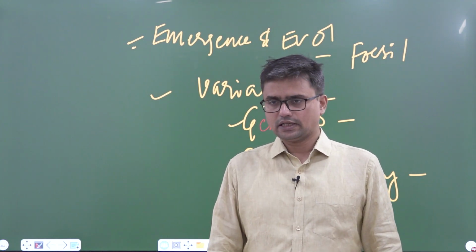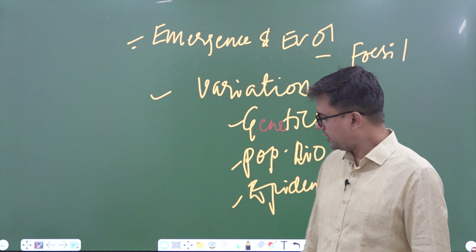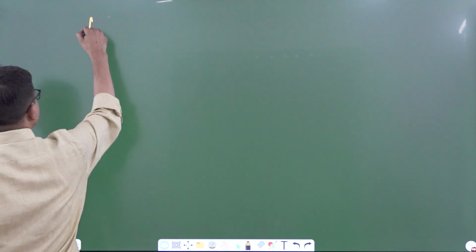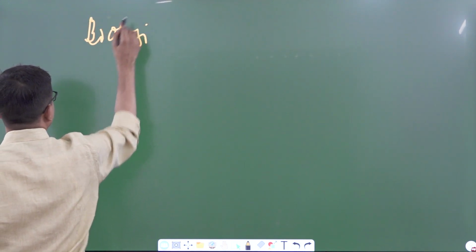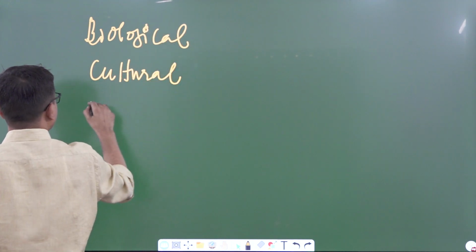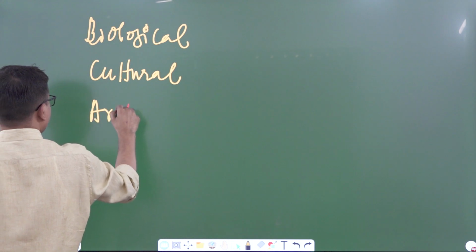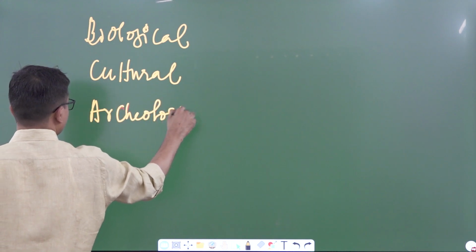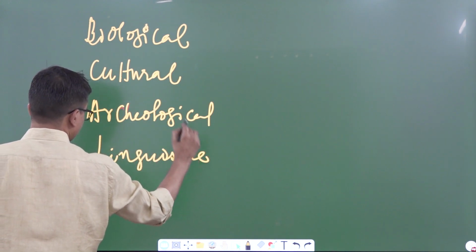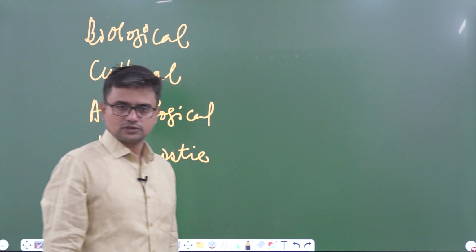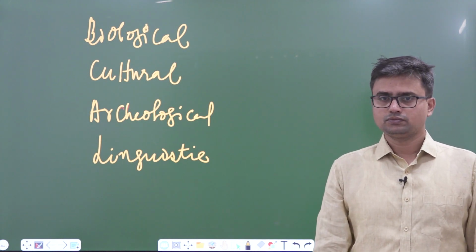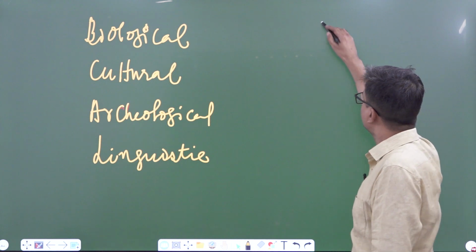Next, cultural anthropology. So, what are the four field approach? Under four field approach or the four branches approach, what are the other branches? Biological, cultural, archaeological, linguistic. You may be coming across ethnology also.